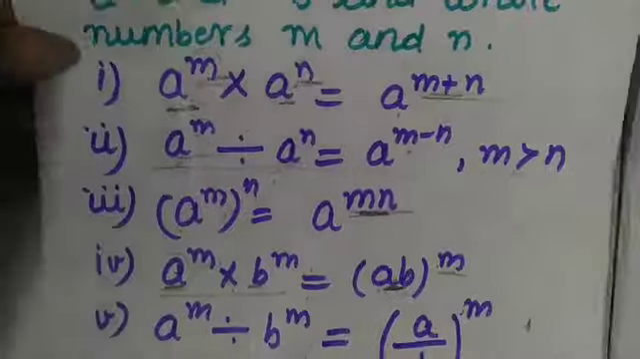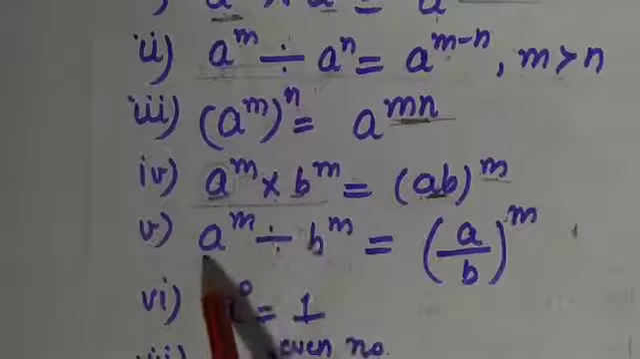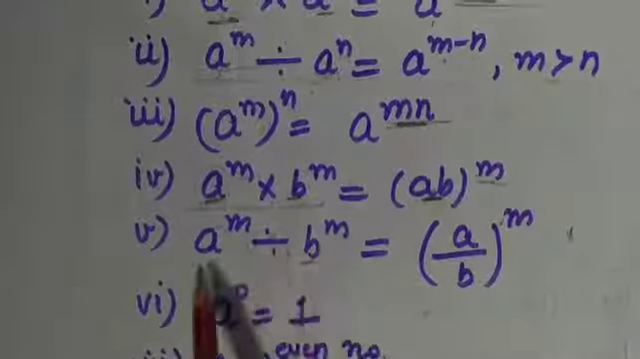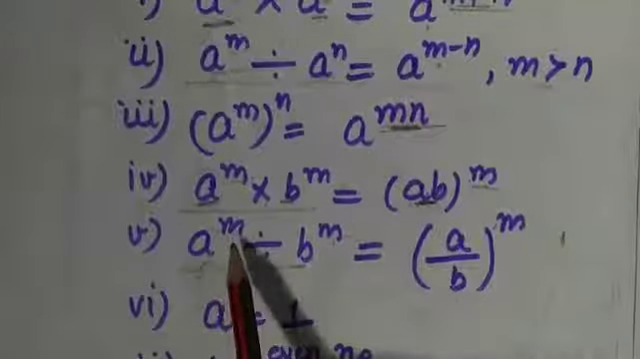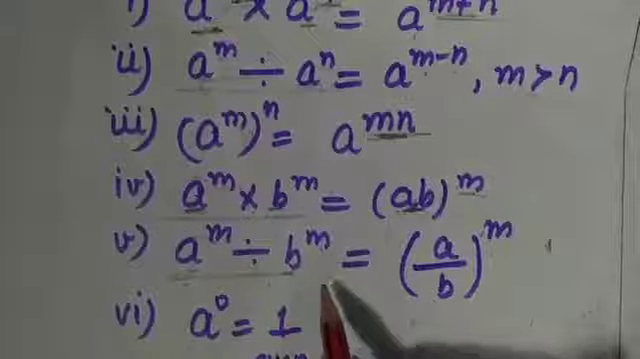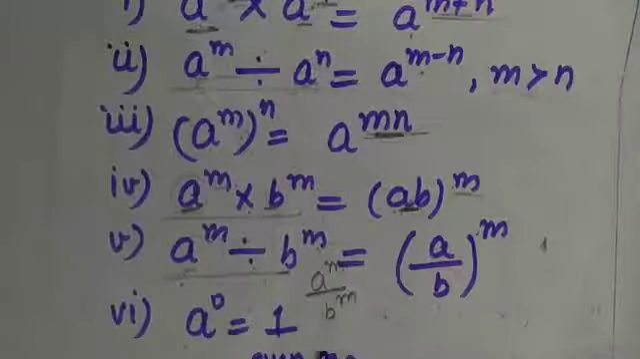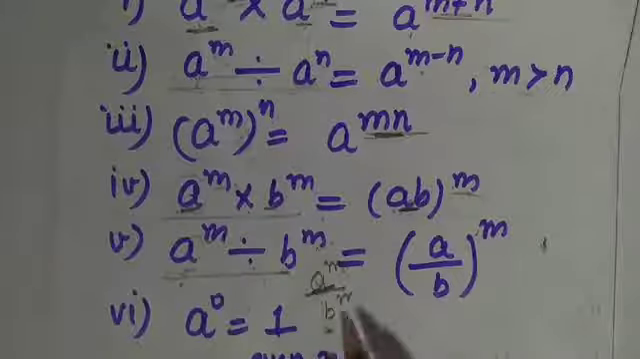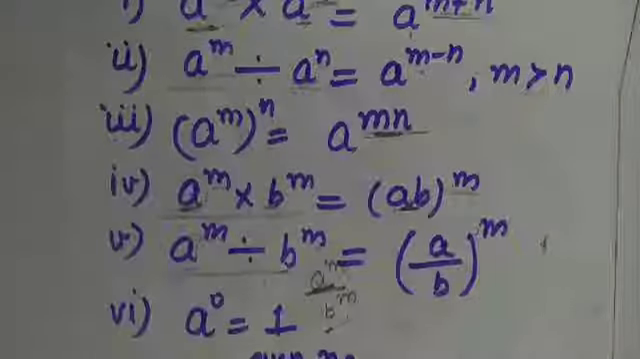Same for fifth, only the difference is in the sign. If you are dividing any two exponential numbers having different bases and same power, then this expression can be written in this form: a raised to the power m divided by b raised to the power m, or this can be written as a by b whole raised to the power m.